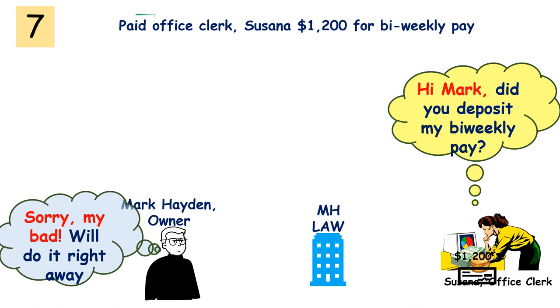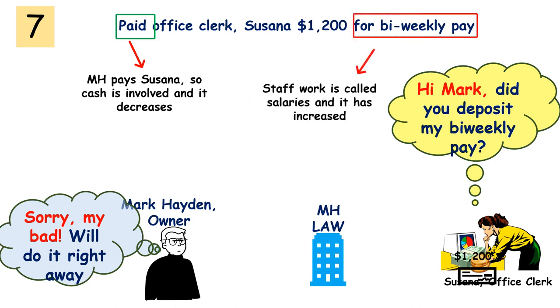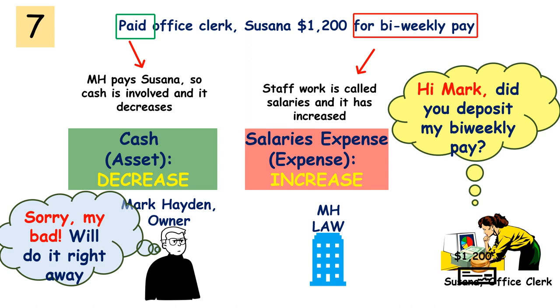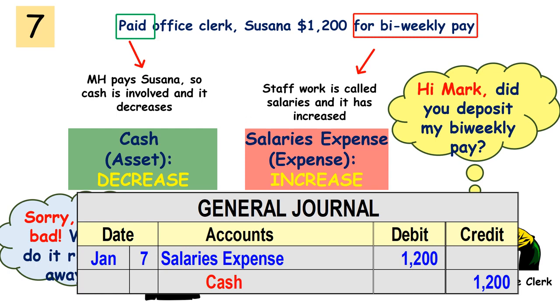So the keyword for us would be paid, which indicates cash decreased. And the other keyword is paying employees bi-weekly pay. That means the salary. So salaries is an expense and cash is an asset. We identified the accounts involved, and we also identified whether they increased or decreased. Since we paid, cash is decreased and that will be credited. That means the next line is a debit. We just have to find the name for it, but salary is expense. To apply the rules, an expense increase will be debited. That is the journal.